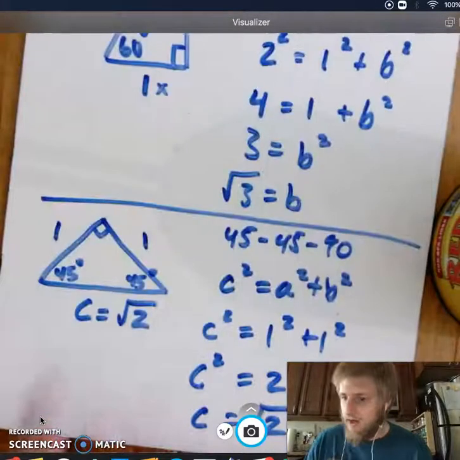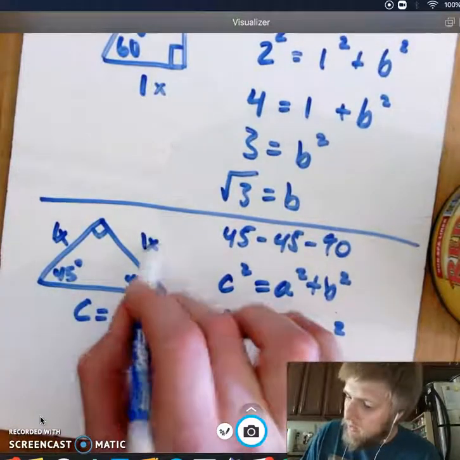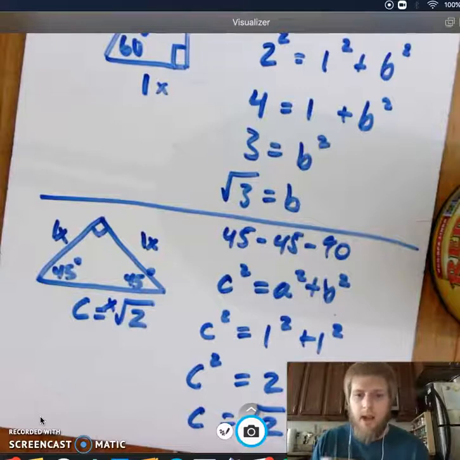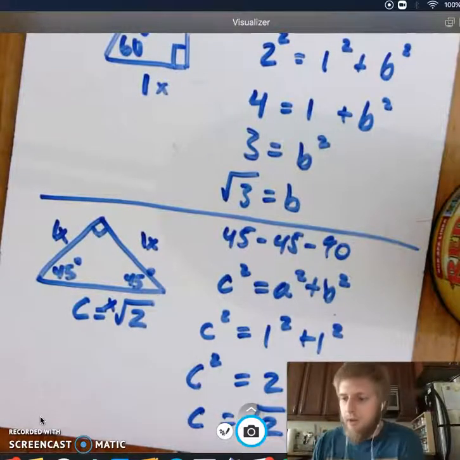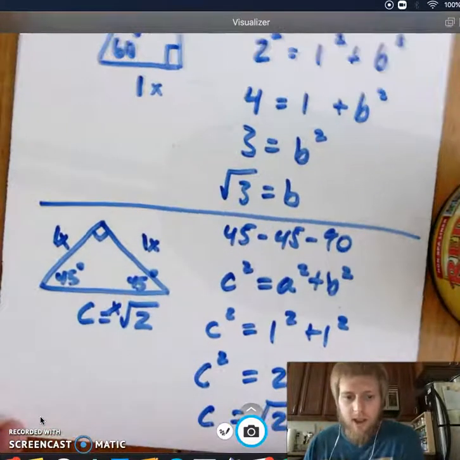The same is true here. If this was x, and this was x, this just becomes x times root 2. The beautiful thing about triangles is you can scale them up or scale them down by multiplying by x, and these proportions all stay the same.